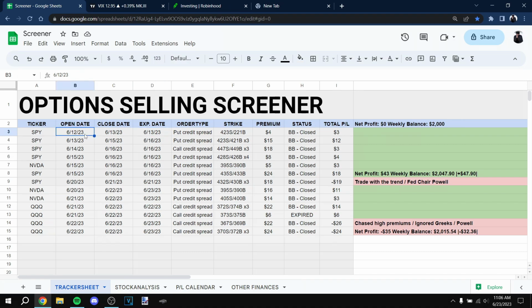So I opened this on the 12th. I closed it the next day, the day of expiration. It was a put credit spread. It was the 23 strike. I was being so conservative. I didn't even care how much I made in return. I just wanted to make something and not risk losing all of it.